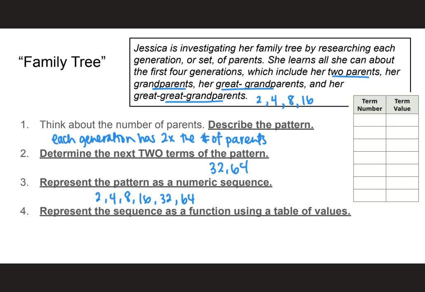So we've already written the pattern as a numeric sequence. So then let's write it as a table of values. Starting with term number 1, there were 2 parents. At term 2, there were 4. 3, there were 8. 4, there were 16. 5, there were 32. And then at term 6, there were 64 parents.